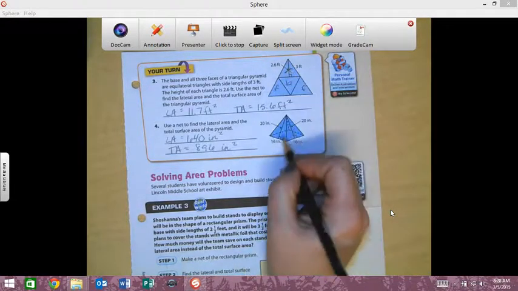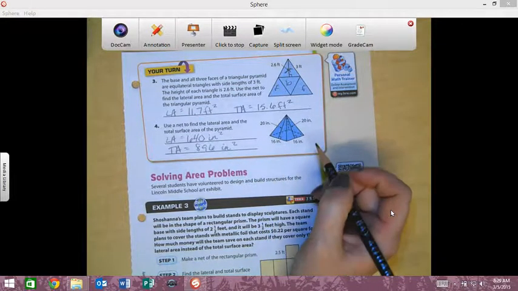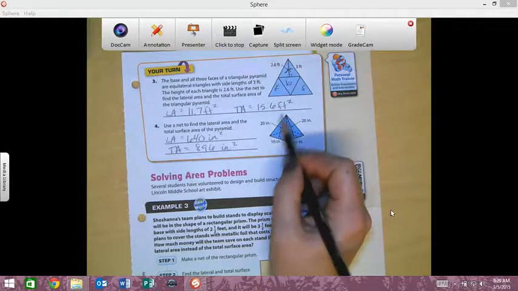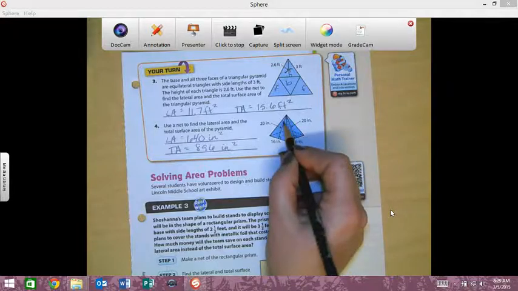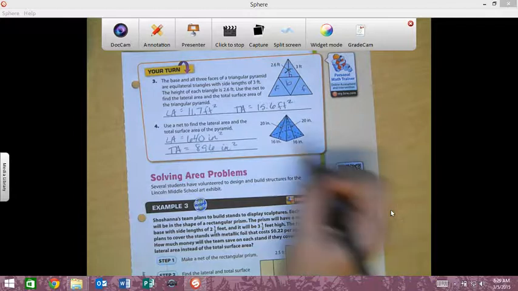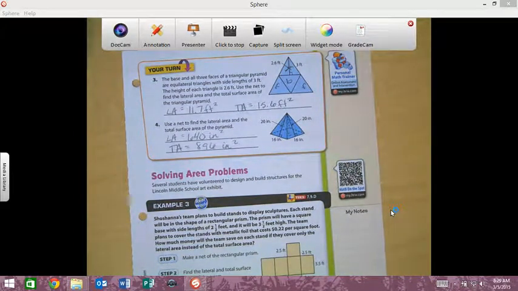Now this one's not unwrapped for you, it's not opened up in a net, but you still should be able to do it. You've got 4 triangles that have a base of 16 and a height of 20. So this is a face, this is a face, this is a face, and this is a face, all 4 triangles. And this bottom one is your base, which you would just do 16 times 16 for it, and then add those 2 together.